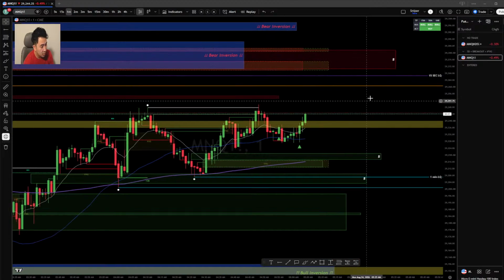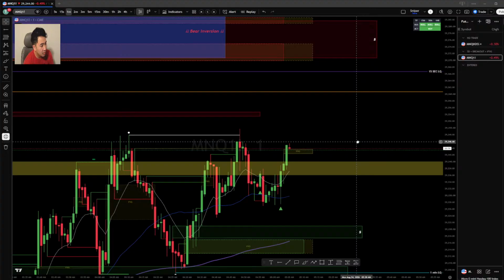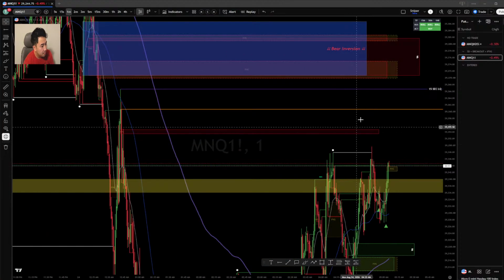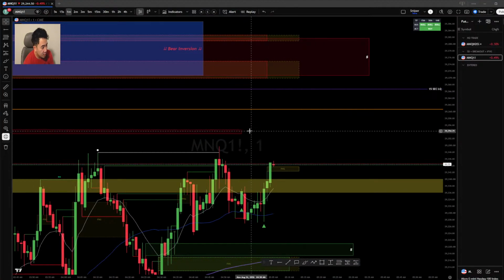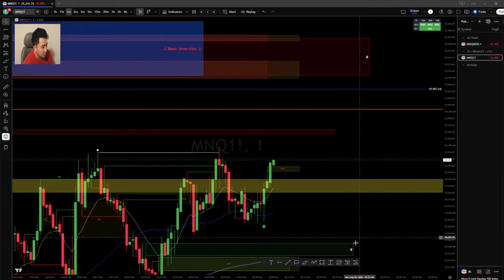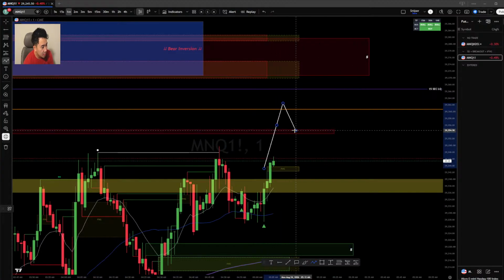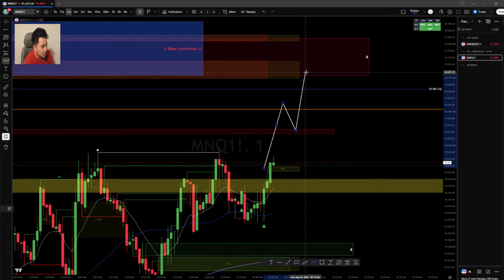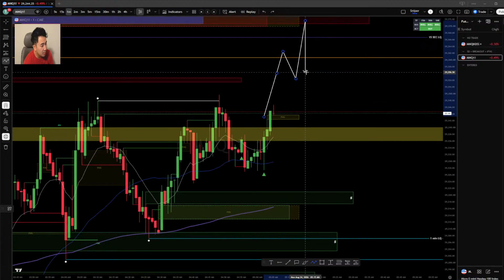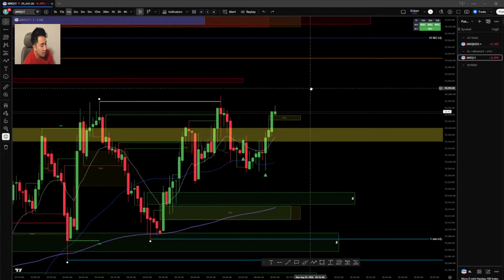Go back to the 1 minute, see what we have here. I would say if price is able to close above these here, come back, use that as a bullish inversion, and then target this 5-minute gap up here. That'll be a good one.